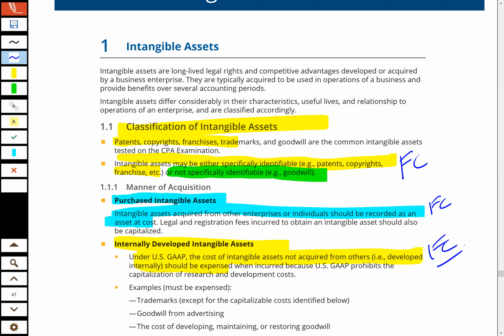Now, if I come in behind and buy the research from you, then I can capitalize that because I bought it from you, right? So how would an intangible ever hit the balance sheet? If it's acquired from a third party, the third party records it as an asset. The entity that develops it will expense it.